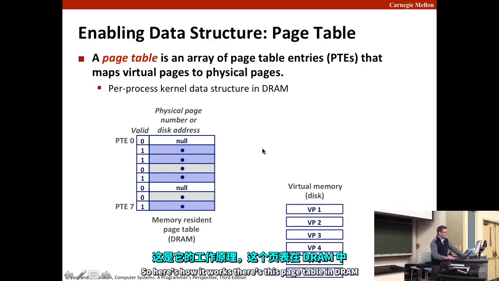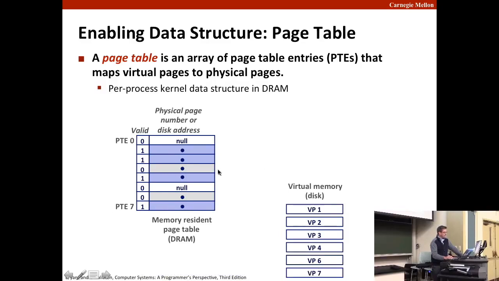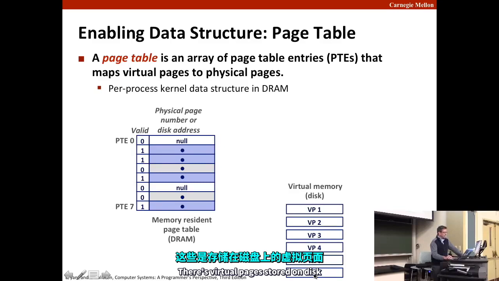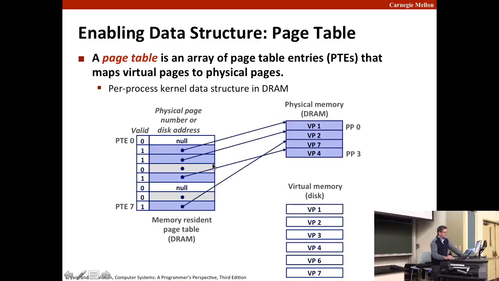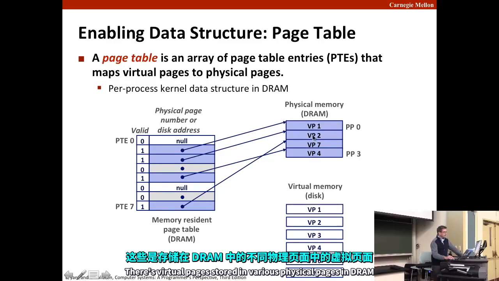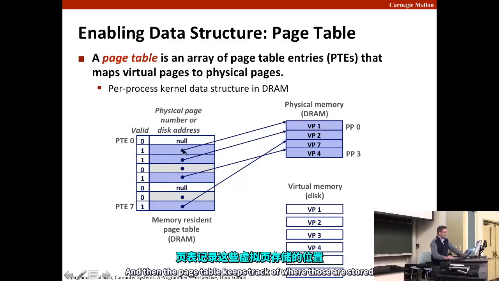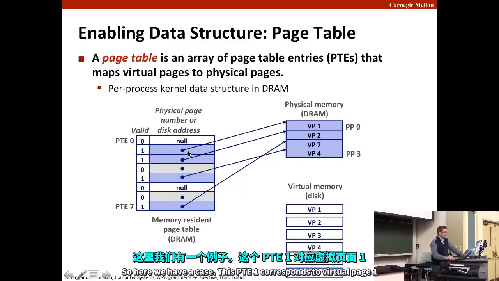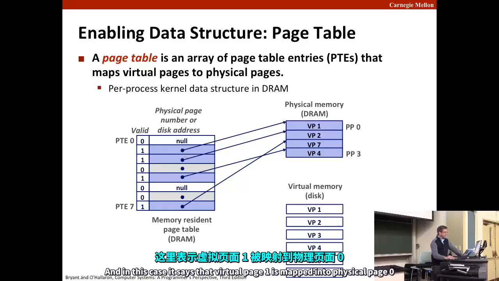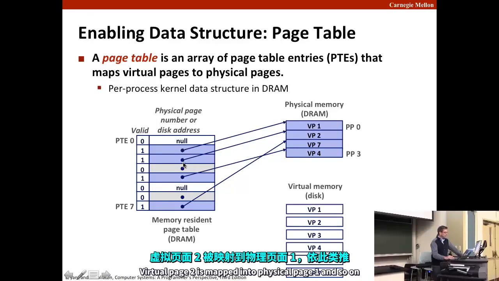So here's how it works. There's this page table in DRAM. There's virtual pages stored on disk. And then there's virtual pages stored in various physical pages in DRAM. And then the page table keeps track of where those are stored. So here we have a case. This PTE 1 corresponds to virtual page 1. And in this case, it says that virtual page 1 is mapped into physical page 0. Virtual page 2 is mapped into physical page 1, and so on.